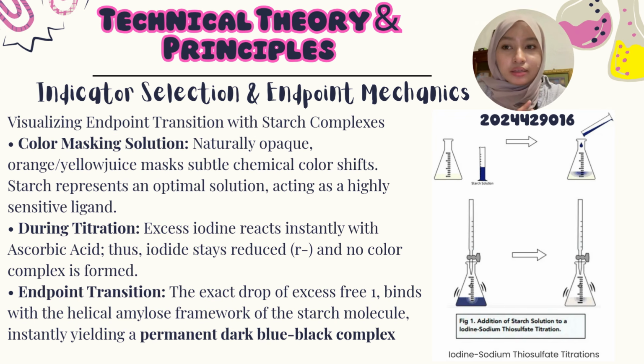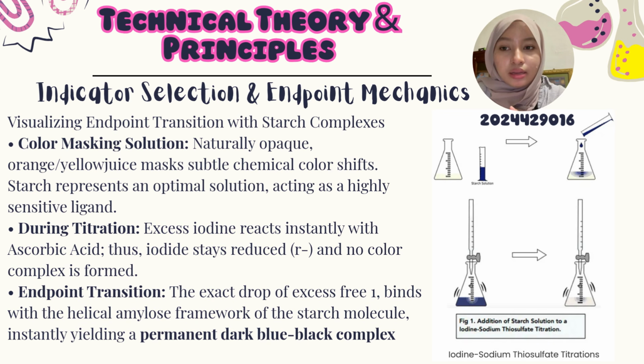Next, I will explain the indicator selection and endpoint mechanism. Fruit juice samples are naturally yellow or orange in color, which can make it difficult to observe the endpoint directly. Therefore, starch is used as an indicator because it is highly sensitive to iodine. During the titration, any iodine added reacts immediately with ascorbic acid. As a result, no free iodine remains in the solution, and no color change is observed.